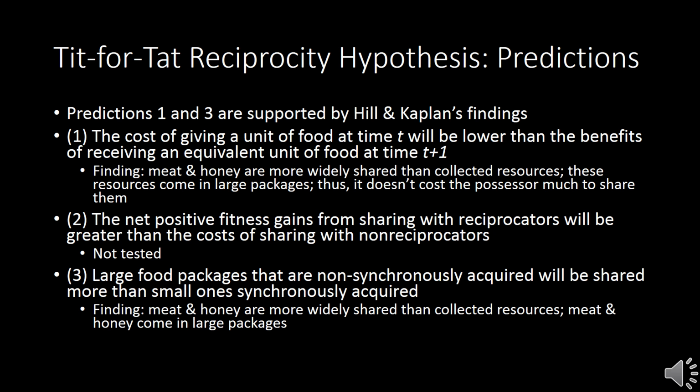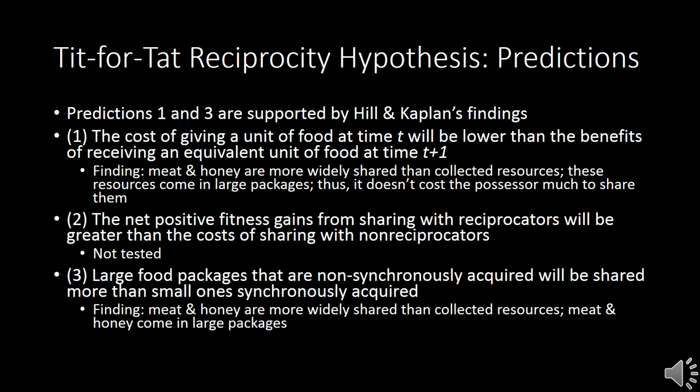First, the cost of giving a unit of food at time t will be lower than the benefits of receiving an equivalent unit of food at time t plus 1. Second, the net positive fitness gains from sharing with reciprocators will be greater than the costs of giving food to non-reciprocators. And 3, as with tolerated theft, large packages that are non-synchronously acquired will be shared more than small ones synchronously acquired. Predictions 1 and 3 are supported by Hill and Kaplan's findings.